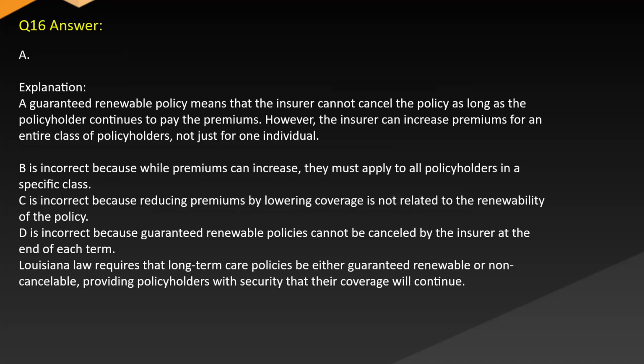Answer A. Explanation. A guaranteed renewable policy means that the insurer cannot cancel the policy as long as the policyholder continues to pay the premiums. However, the insurer can increase premiums for an entire class of policyholders, not just for one individual. B is incorrect because while premiums can increase, they must apply to all policyholders in a specific class. C is incorrect because reducing premiums by lowering coverage is not related to the renewability of the policy. D is incorrect because guaranteed renewable policies cannot be cancelled by the insurer at the end of each term.